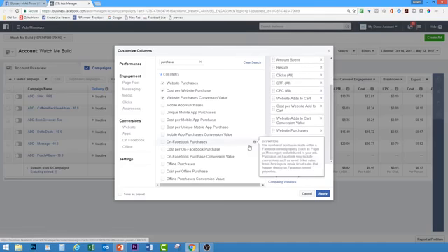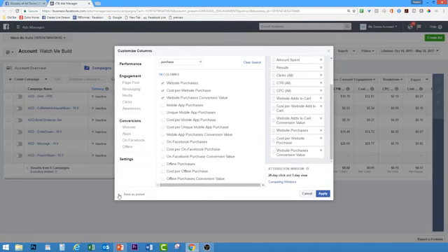So I'll save that one as my primary. So you hit down here, save as preset, and I'll call that my primary. Right? So now you save it and click apply.